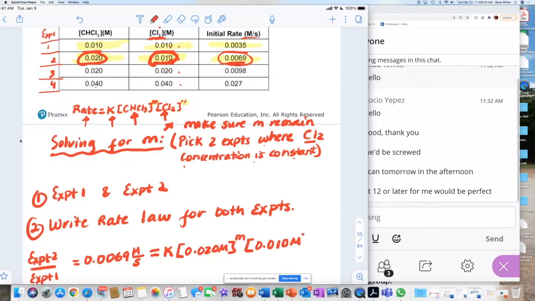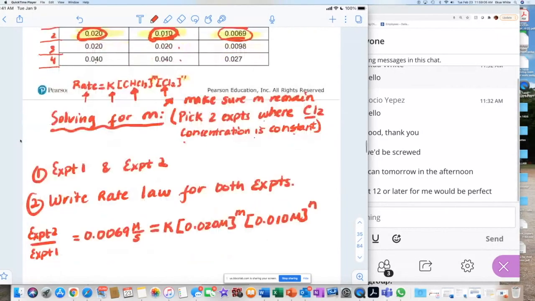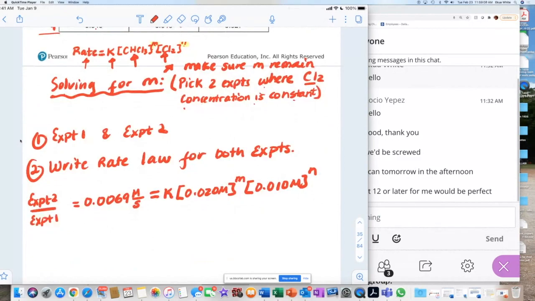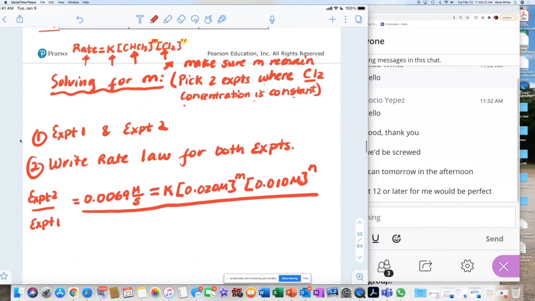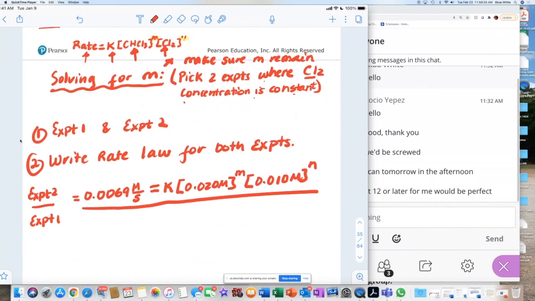0.010 M raised to the power n. So I did that for experiment 2. I see I wrote a little too small here. I like these to be a little lined up. I know, it's those little obsessive tendencies I have, right? Excuse me, guys. For some reason, it makes me feel better. It has nothing to do with my efficiency. It just makes me feel better. Okay, that's my experiment 2 rate law.